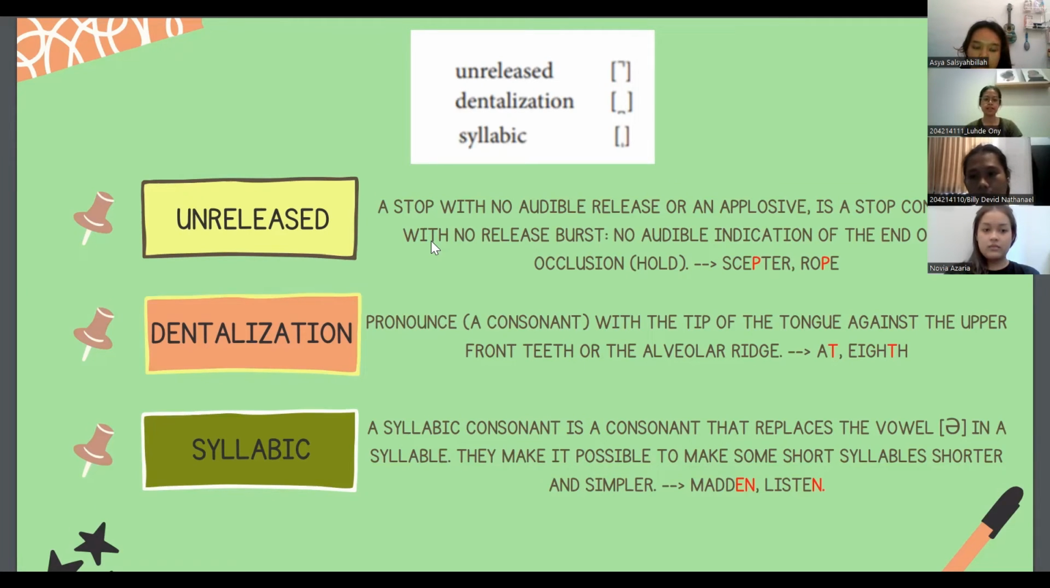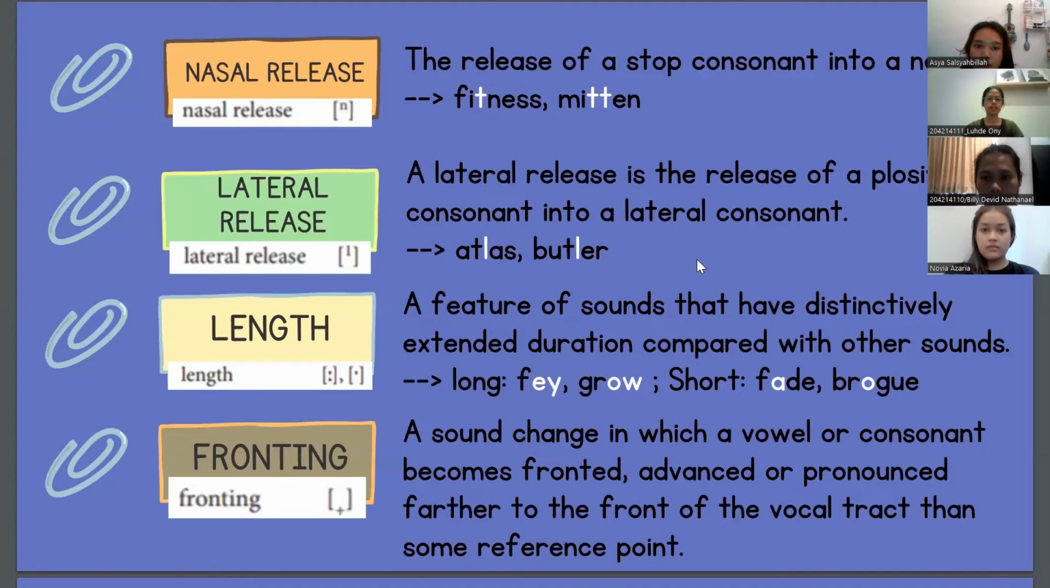Next, syllabic. A syllabic consonant is a consonant that replaces the vowel in a syllable. They make some words shorter and simpler, like madden and listen. Next, nasal release. The release of the stop consonant into a nasal. For example, witness and mitten. Next, lateral release. A lateral release is the release of a plosive consonant into a lateral consonant, like atlas and butler.